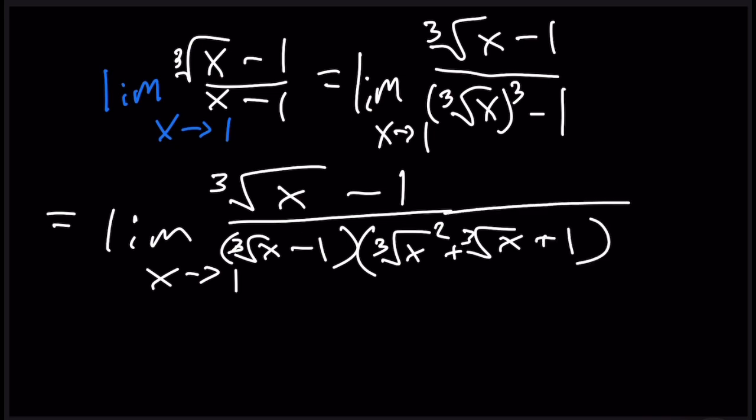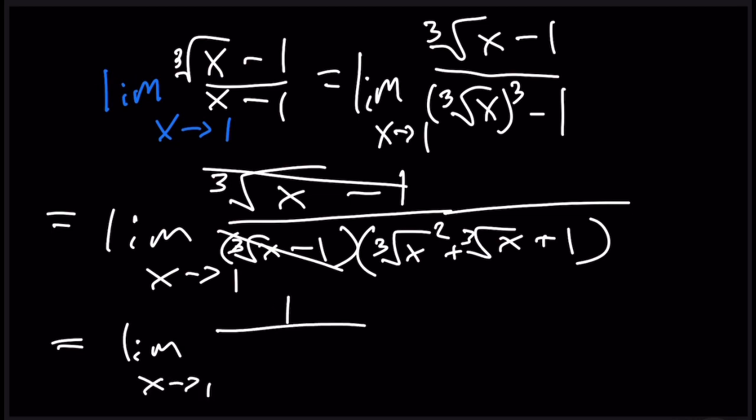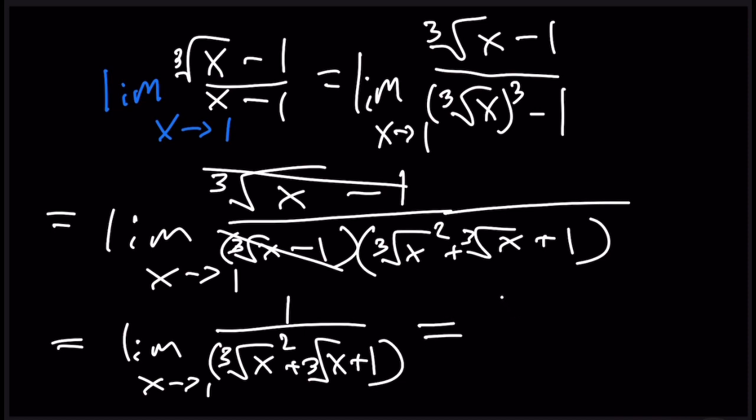And so these two cube root of x minus 1s are going to cancel out in both the numerator and the denominator. And then we get a simple expression, the limit as x approaches 1 of 1 over the cube root of x squared plus the cube root of x plus 1. And that converges to 1 over 3.